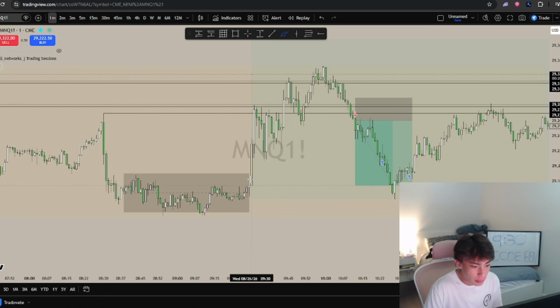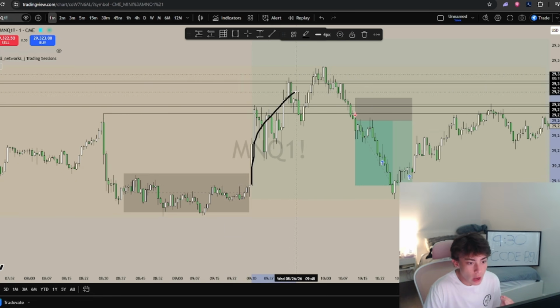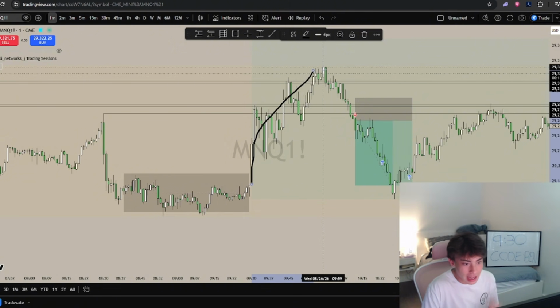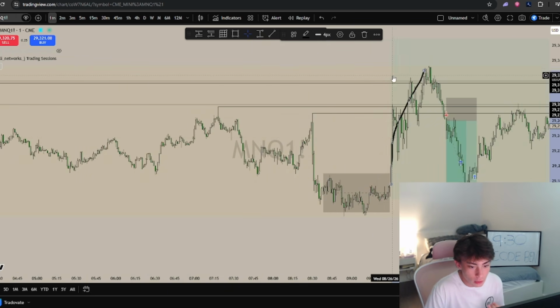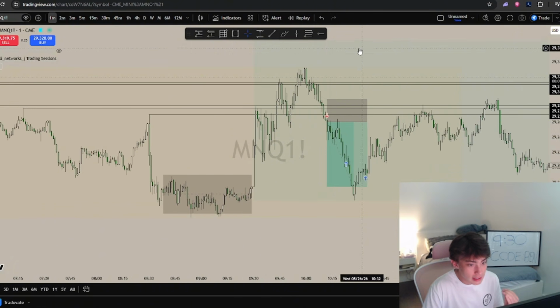We had a beautiful example today. 9:30 open, ripped, started taking out our draws of liquidity beautifully in that 10 a.m. time frame, and 10 a.m. came, that new hourly candle created that reversal. So that was our second stage, the manipulation.